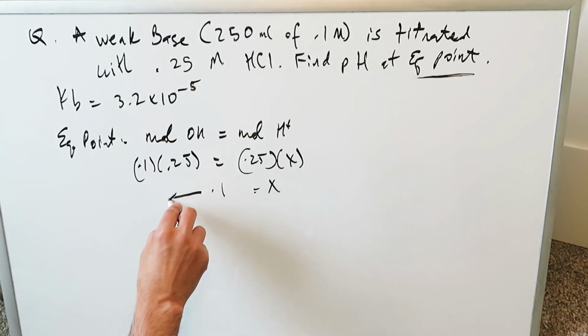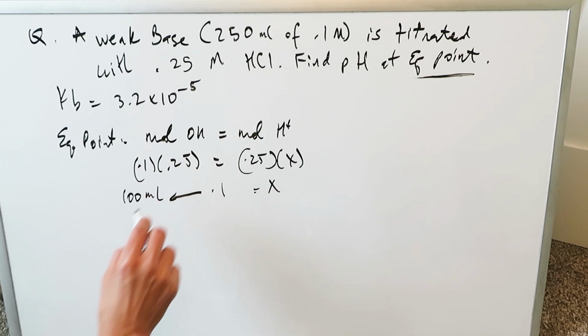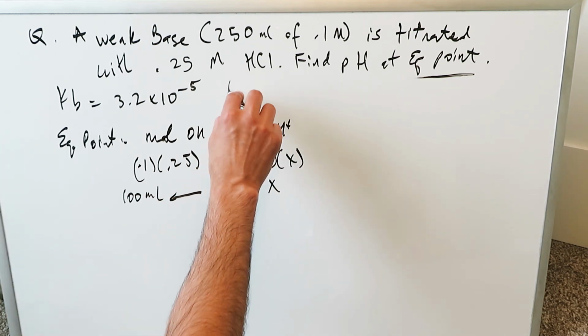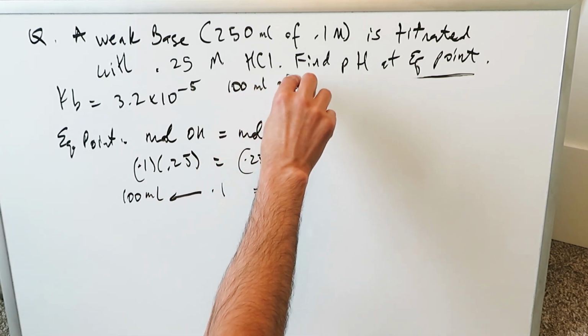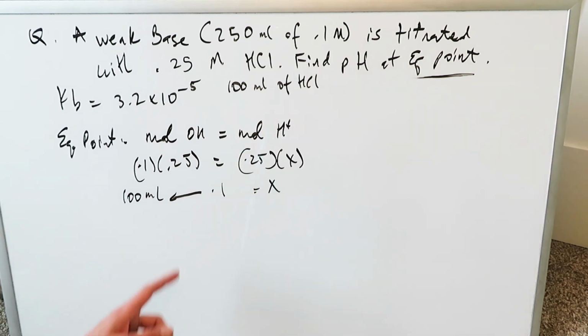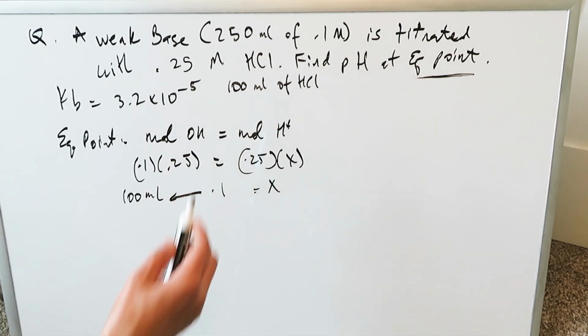But what is this 0.1? It's telling you it's 100 milliliters. At equivalence point, we're going to be using 100 mL of HCl. We don't need to see this anymore because we've already utilized it and obtained our information.